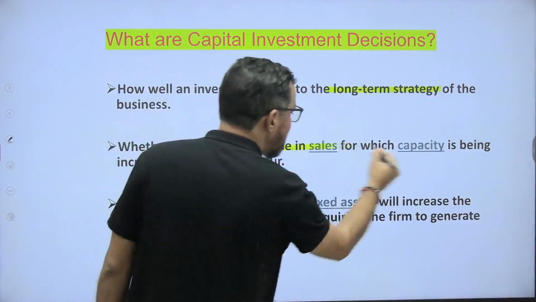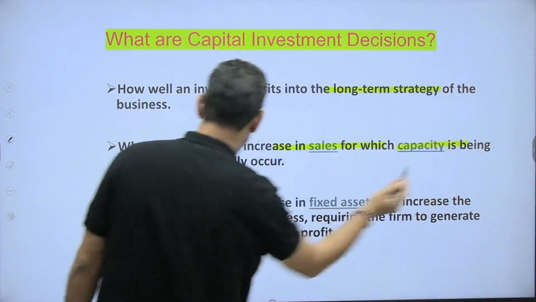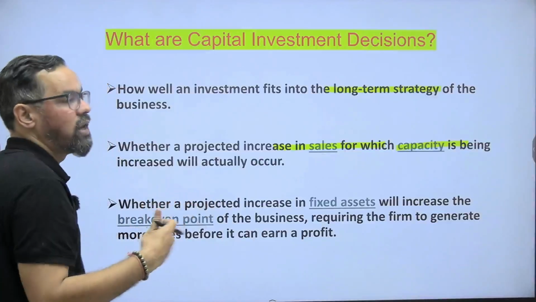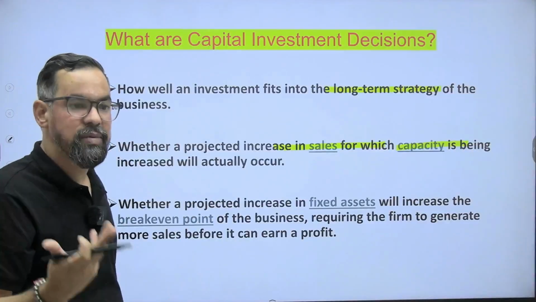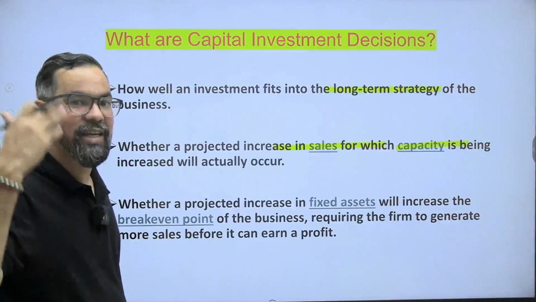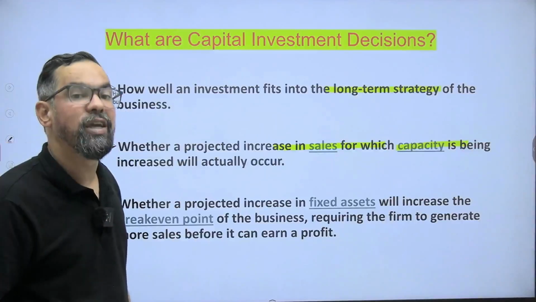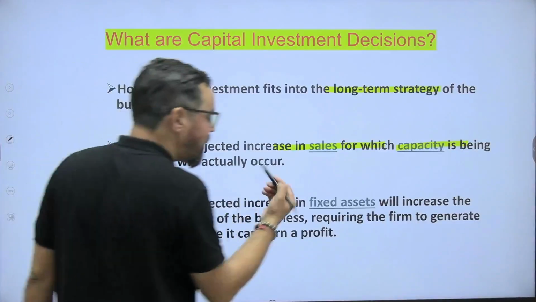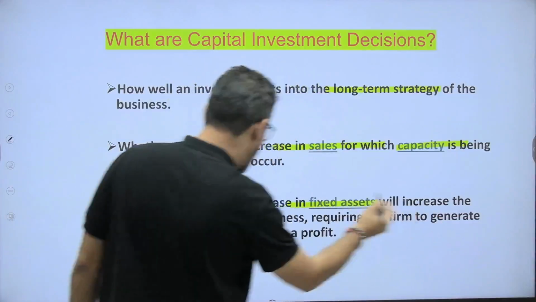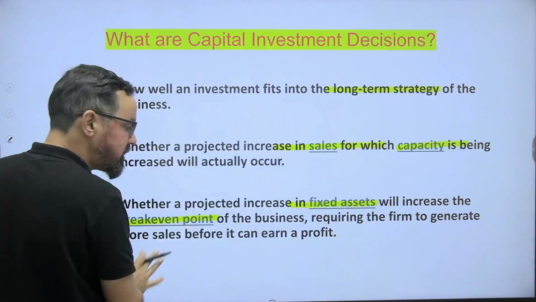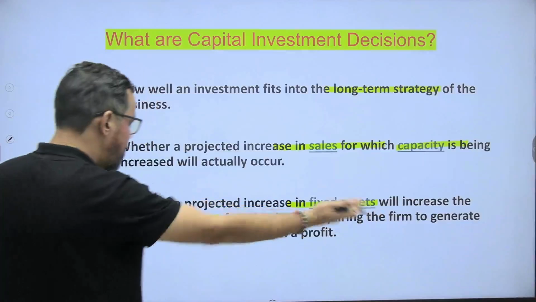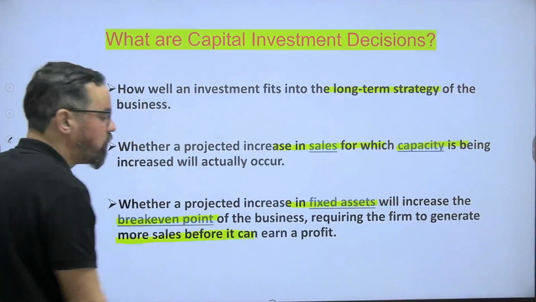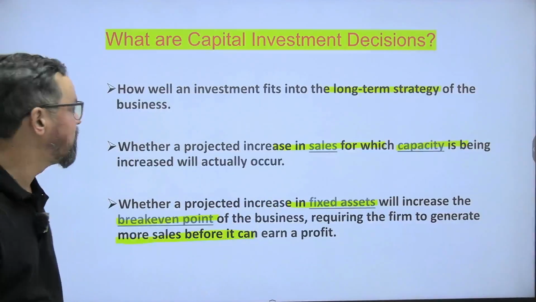Consider the projected increased sales for which capacity is being increased. If you are expanding your business, obviously we have some expectations that our sales will increase by this number, because your break-even numbers will also increase simultaneously. Whether the projected increase in fixed assets will increase the break-even point of the business, requiring the firm to generate more sales before it earns a profit itself.